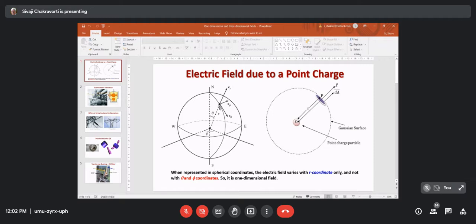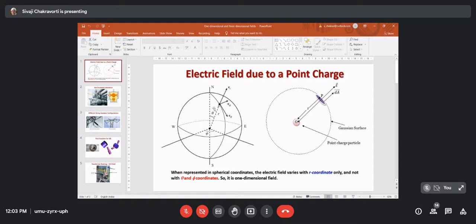Then keeping R constant and theta constant, if I rotate this arrow around the z-axis, that means I am rotating around phi. I repeat, this arrow, which is shown by this R, I keep R constant, I keep theta constant, and I rotate it around the vertical axis. That is, phi is varied from 0 to 360 degrees.